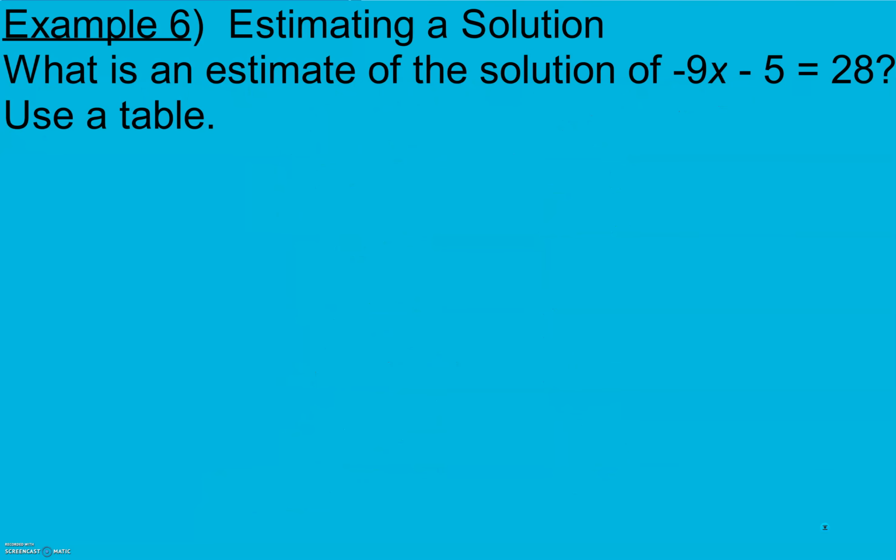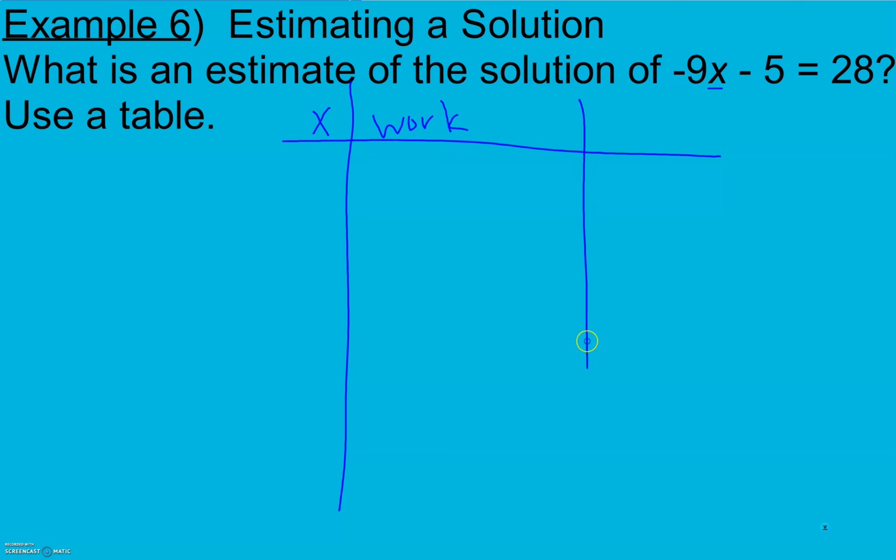Sometimes when we try and solve an equation, we're not going to get a value, an integer. Remember, integers are numbers like negative 3, negative 2, negative 1, 0, 1, 2. We're not going to get an integer that makes our statement true, but we can narrow it down to between two integers. So here, my variable's an x, so that's going to be my variable column. I'm going to have a work or a process column, and then I'm going to check, is it 28? That's what we're looking for.